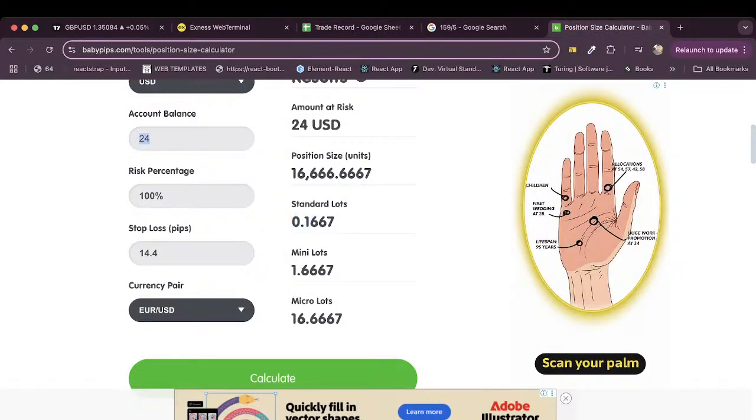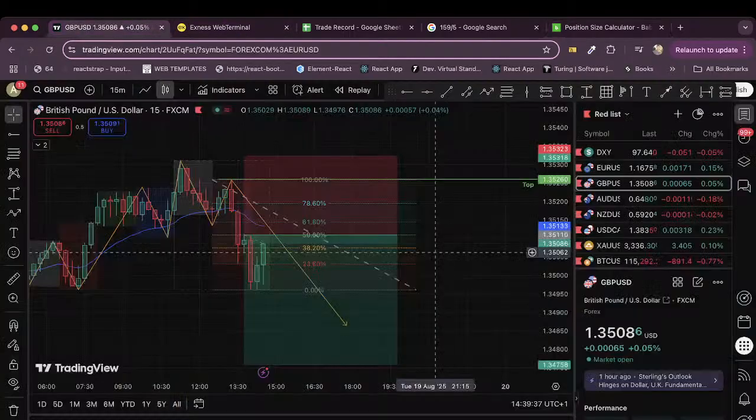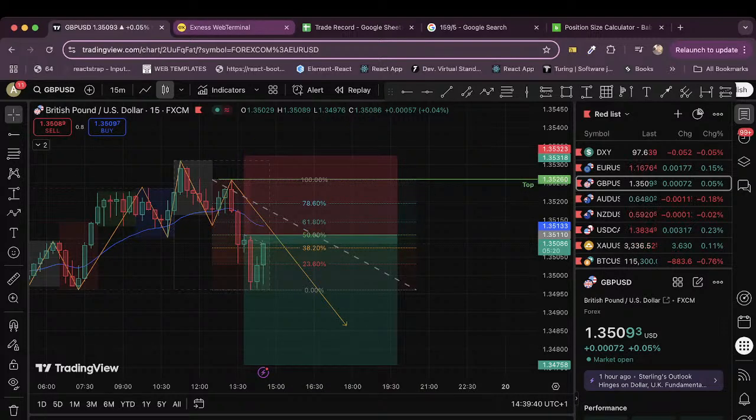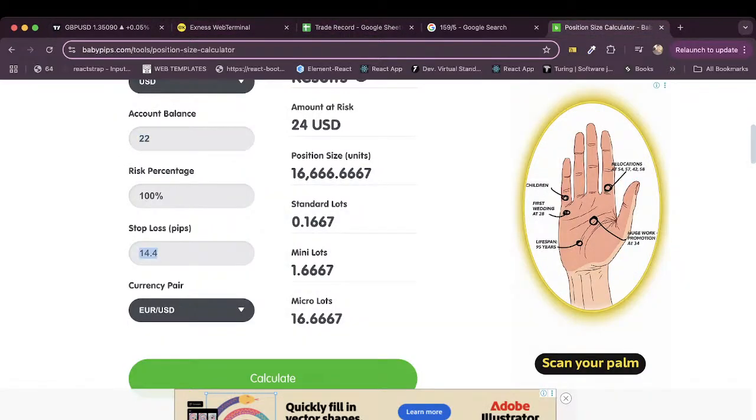What's the worst case scenario? I lose the 22. What's the stop loss in pips? We have like about 21.3. This is not financial advice. I believe if you're doing this with me, you are in, all risk is on you.